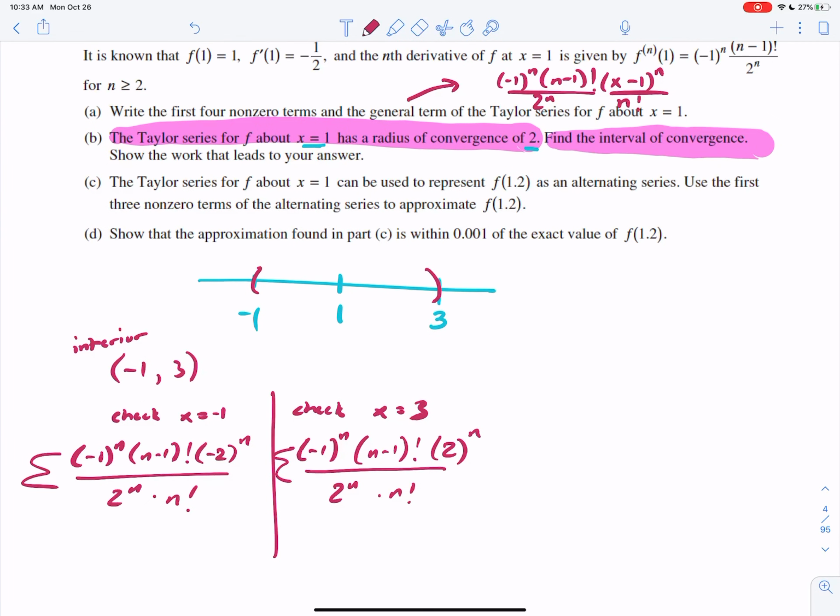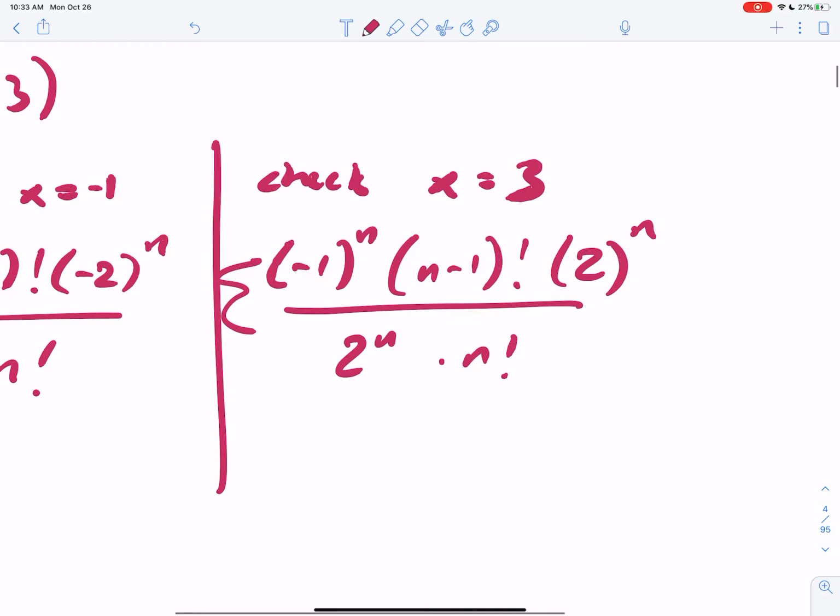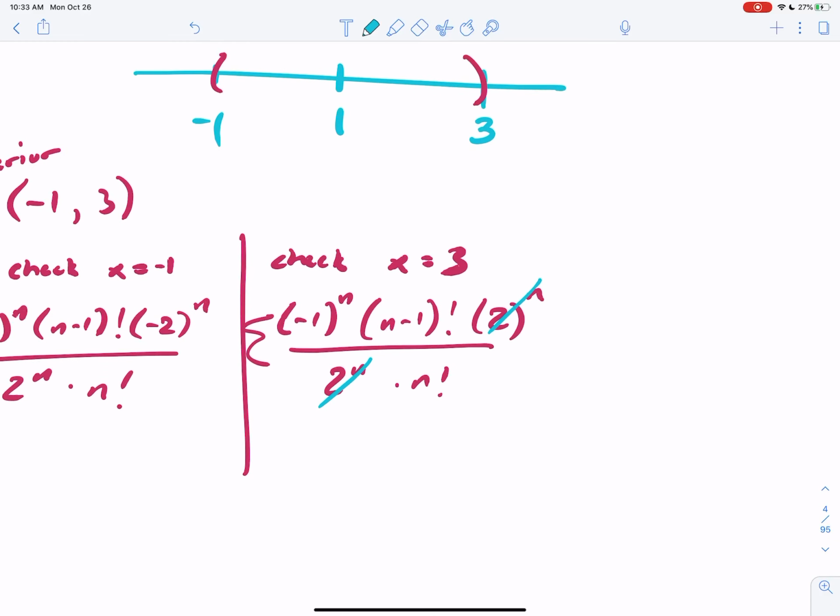Okay. So let's start off with this over here on the right. 2 to the n over 2 to the n goes away. Okay? So now we have -1 to the n. Now we have n minus 1 factorial all over n factorial.